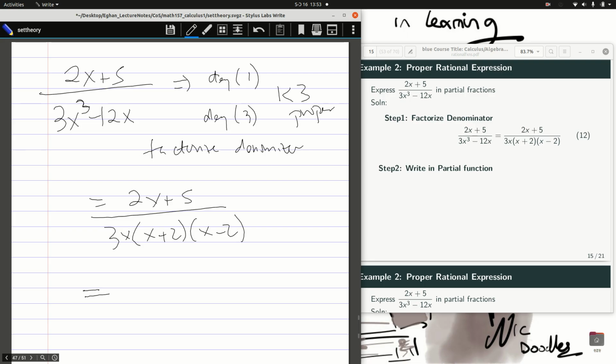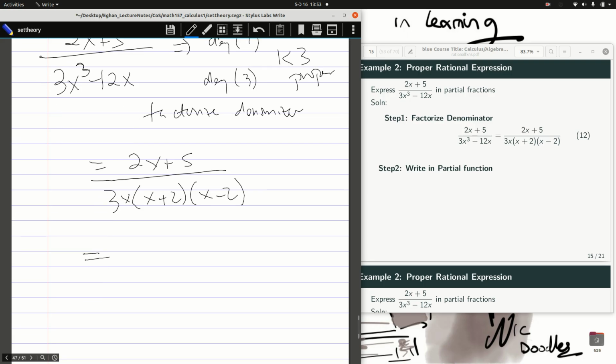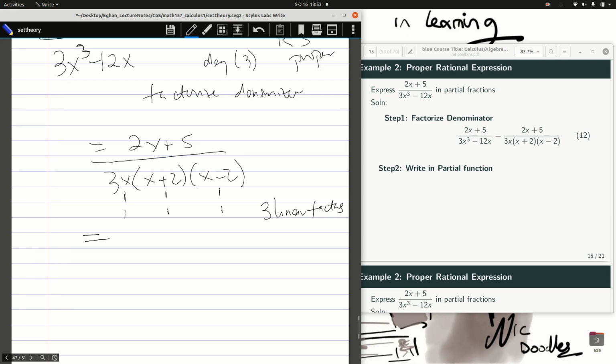The most important thing is to be able to write a partial form. Now look at it. Degree here is 1, degree here is also 1, degree here is 1. So I have 3 linear factors. It is always cool if you have linear factors because they become easy to solve. It means I have A on 3x, plus B on the second term. There is no repetition. C on the last term, over whatever I had here. So this is a partial form, and that is what I need.